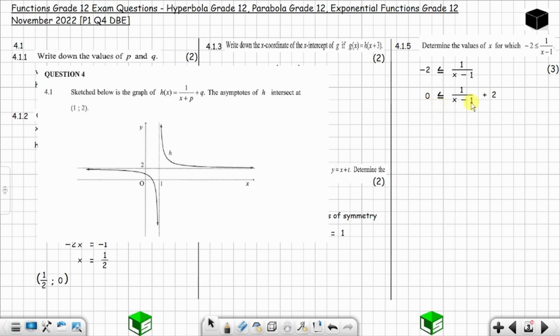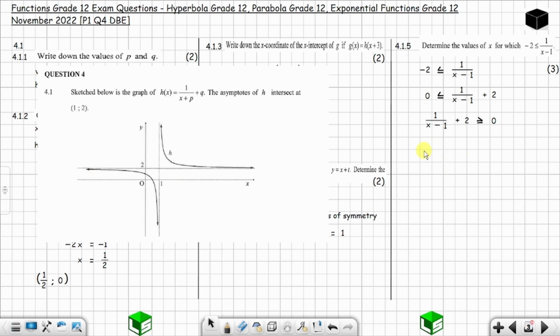So I can try to write it if I want like this, so that you can read from left to the right. So this and this is still the same. If you read from right to the left, you can see this is greater than or equal to 0. Or you can read this from left to the right. You have this greater than or equal to 0. Now you can see clearly that this is a hyperbola, the graph of h. So you have it greater than or equal to 0 from negative infinity.